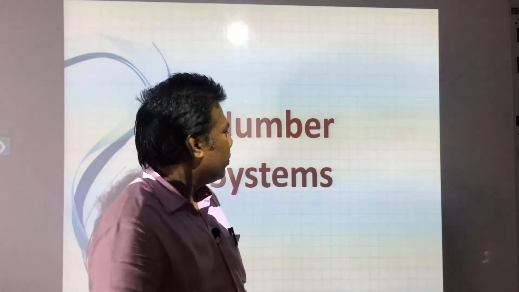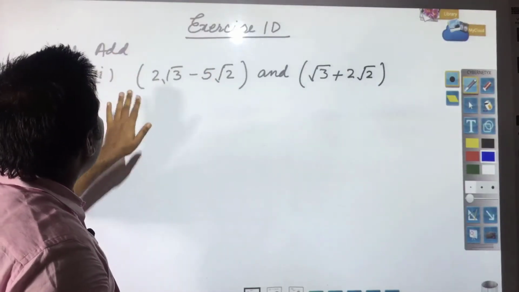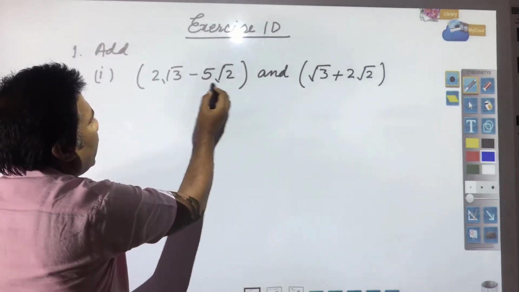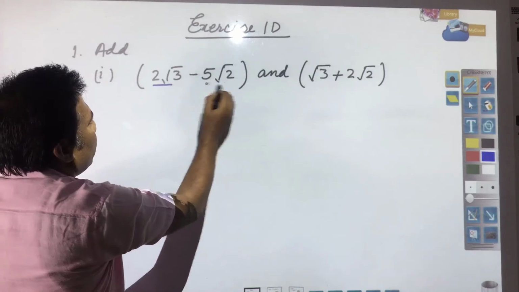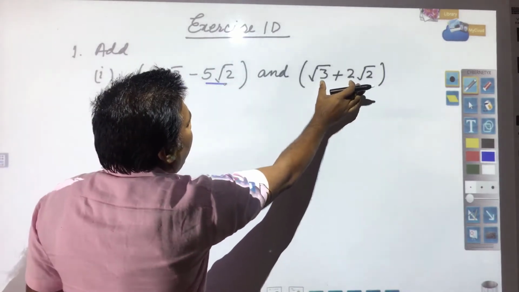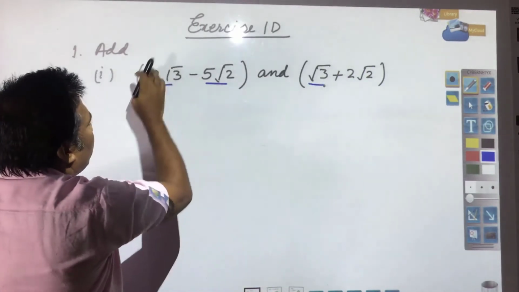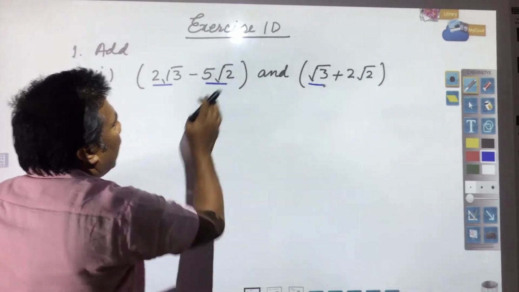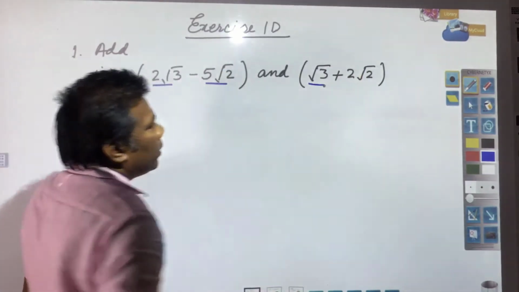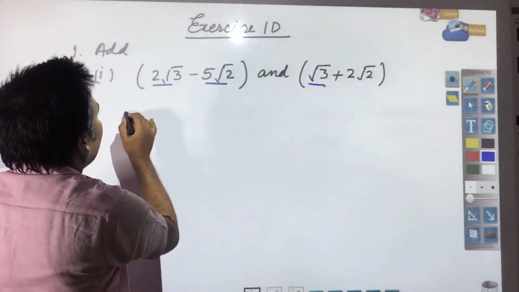So, let us start. Here you have exercise 1D, question number 1. You need to add this. Here you see 2 root 3 minus 5 root 2, unlike terms you have, and with this again you need to add this. So, here you have root 3. With this term it can be added, and 5 root 2 what you have, with 2 root 2 addition or subtraction should be made. Here you see how we will simplify.